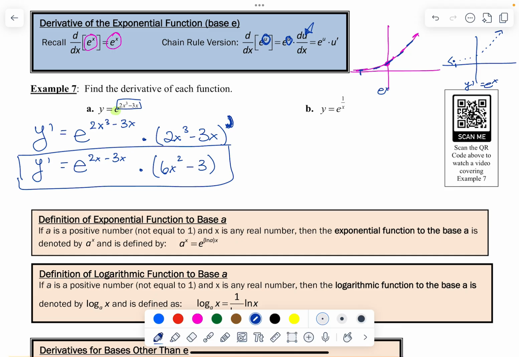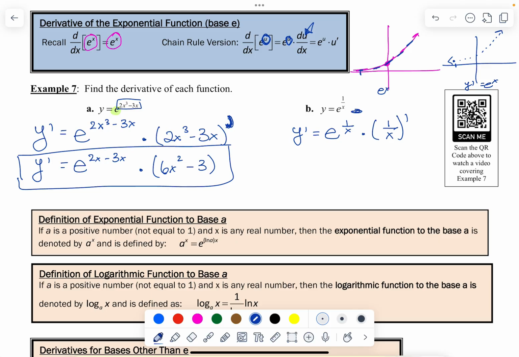Now, e to the 1 over x. The first thing I'm going to do is rewrite this in a second. Well, let's do this. E to the 1 over x, its derivative is going to be e to the 1 over x times the derivative of 1 over x.